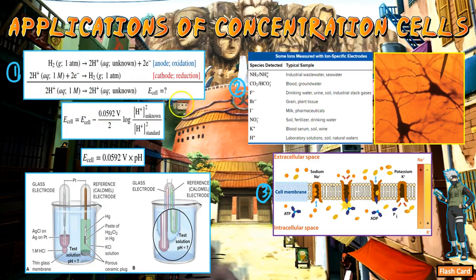Now, if we want to get our E of the cell, which is, again, our non-standard E of the cell, then we can simply use the Nernst equation. So our non-standard E of the cell is going to be our standard E of the cell, which we know is simply 0 at standard conditions, minus 0.0592 divided by 2 log of our diluted concentration, or our unknown concentration, divided by our standard, based on our overall reaction here. Now, of course, we'd have to go through and plug in values based on what is given, substitute, and derive. But what we end up getting is that our non-standard E of the cell is equal to 0.0592 volts times the pH.